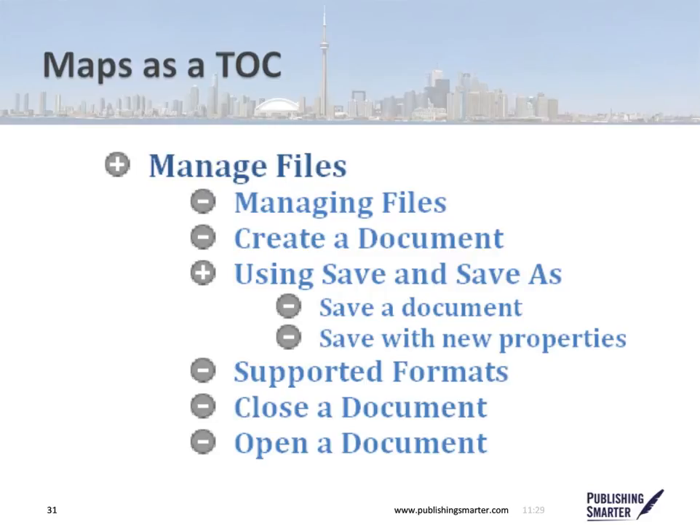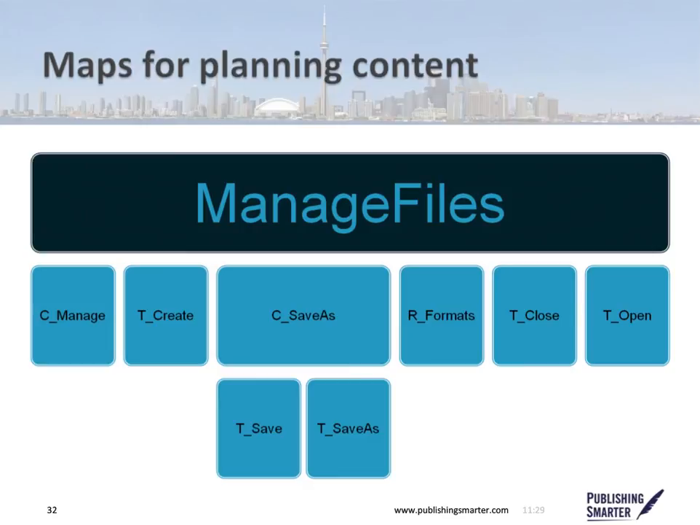You can also visualize the map as a table of contents, where the main chapter is going to be manage files, and it's going to have several subordinates. Managing files, create a document using save and save as, which in turn has its own two subordinates, and then three more pieces that would fall under managing files. Both are totally legit representations of the map. For the next couple of slides, I want to work with this style of map. This map I'm using just to plan out some of my content.